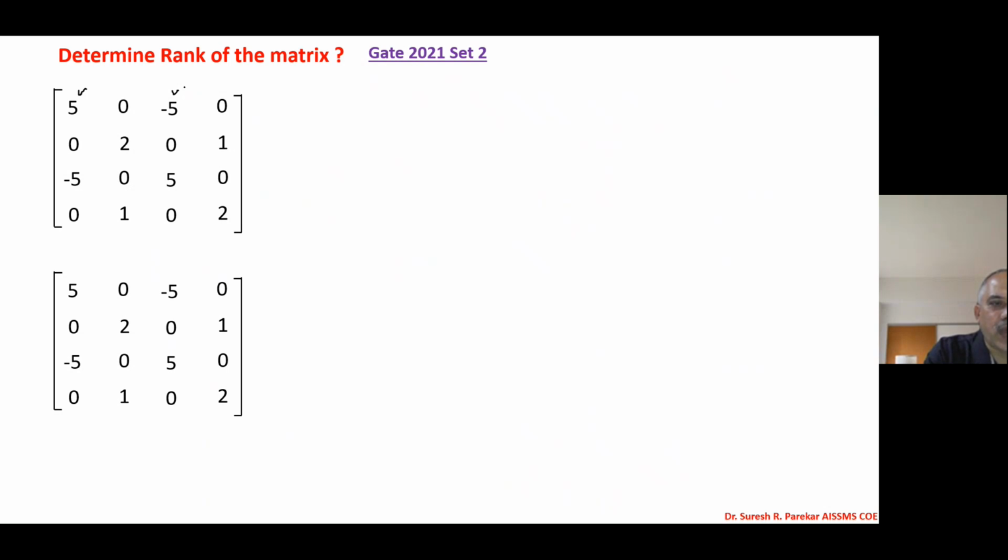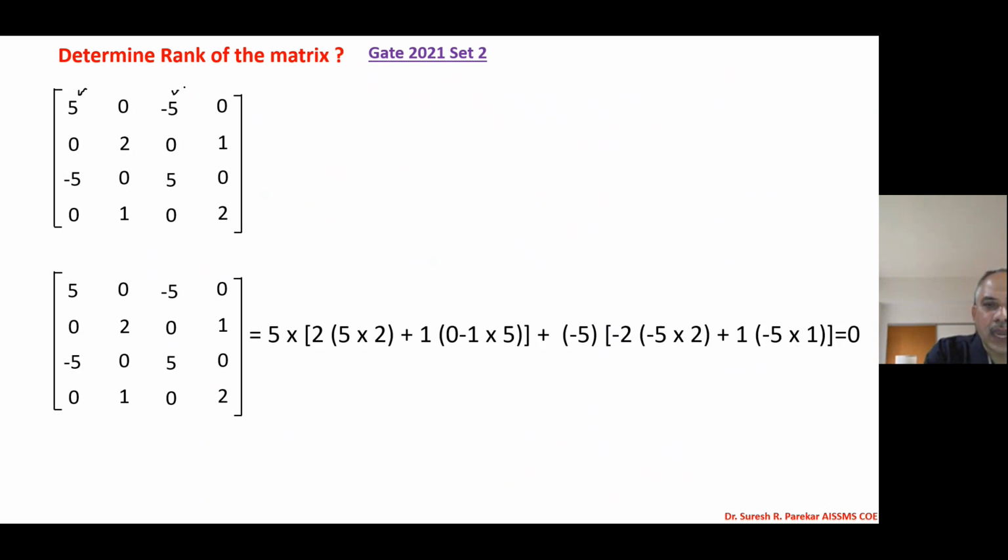So we have 5, 0, minus 5, 0, 0, 2, 0, 1, minus 5, 0, 5, 0, 0, 1, 0, 2. And from this, if we calculate, we are going to get the value equal to 0. This means my rank is not 4. Now, as we have this 0, I will consider only this part. This is the minor of this 5, I can say.